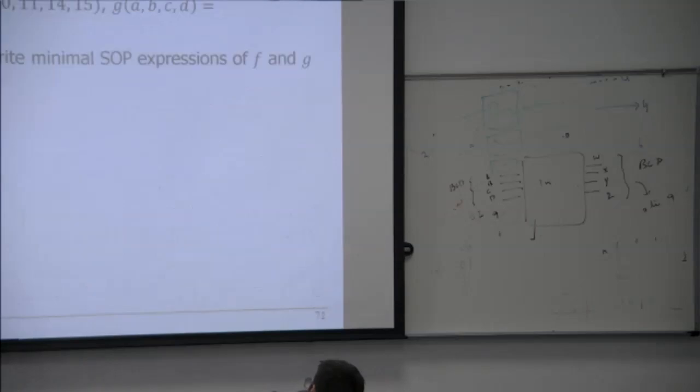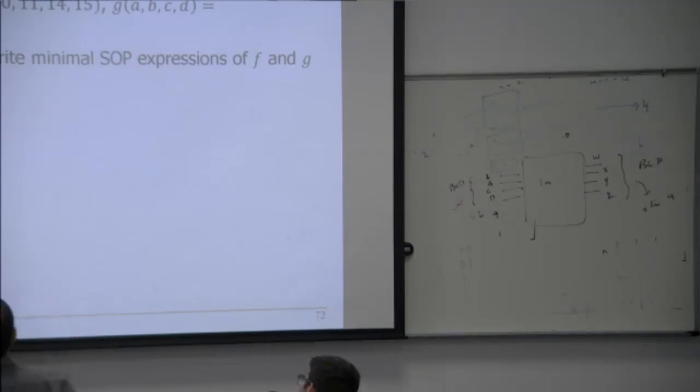Now we have example number 2. How many functions do we have? 2. How many variables? 4. What should be the size of the Karnaugh map? 16 for both functions. So what should we do now? Yes, everyone. Draw the K-map for F and G separately.